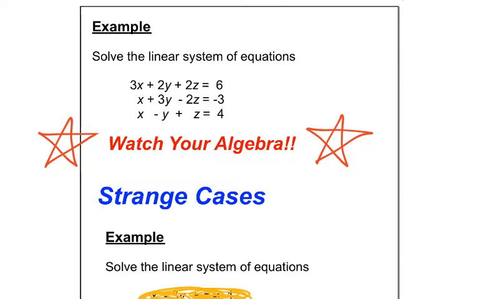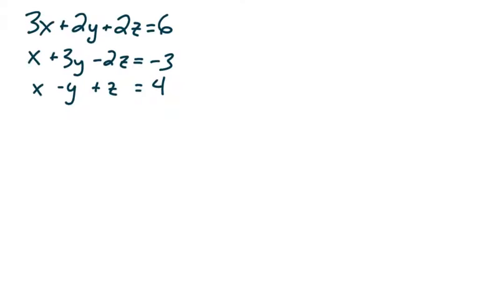All right, 3x plus 2y plus 2z is 6. X plus 3y minus 2z equals negative 3. And x minus y plus z equals 4. Three equations, three variables. Let's go. Let's do it. Okay, I'm going to rewrite it over here.